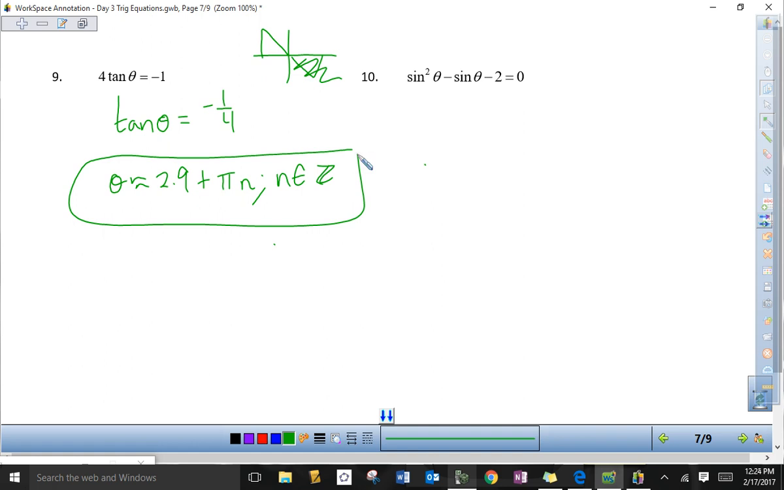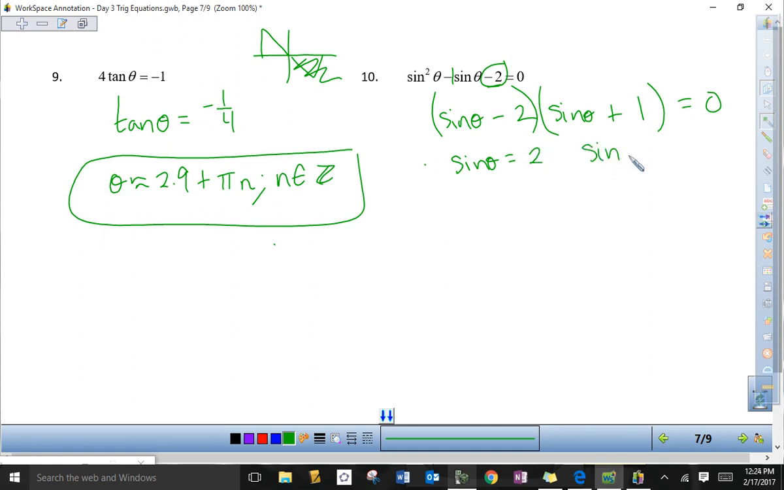Alright, the next one is factoring. See if you can set this up so that we can solve it. Easy factoring, I'm just looking at the factors of -2. That gives me -1. The only factors of 2 are 2 and 1, and then I just have to put my sign of the middle term with the bigger number. So, in general here, I've got sine theta equals 2, and sine theta equals -1.